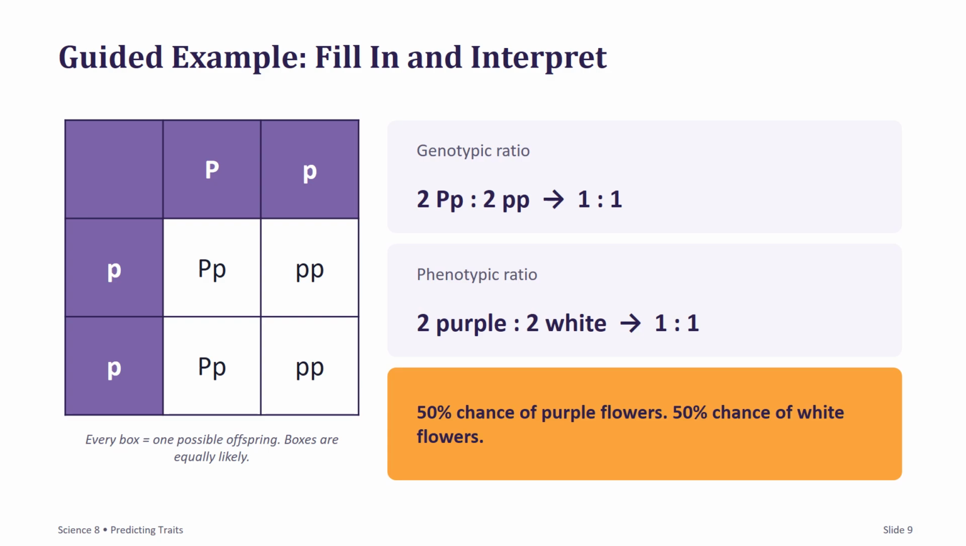For the genotypic ratio, we have 2 capital P small p to 2 small p small p, which simplifies to 1 to 1. For the phenotypic ratio, we have 2 purple flowers to 2 white flowers, which also simplifies to 1 to 1. This means there is a 50% chance of purple flowers, and a 50% chance of white flowers. Remember, every box represents one possible offspring, and all boxes are equally likely.